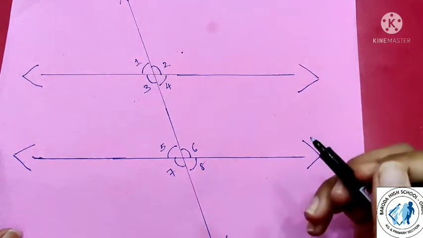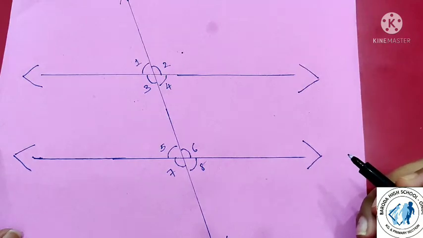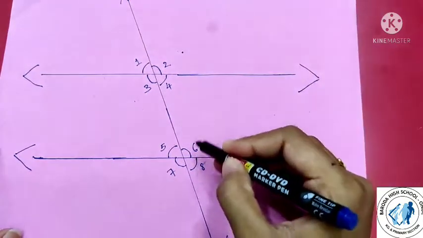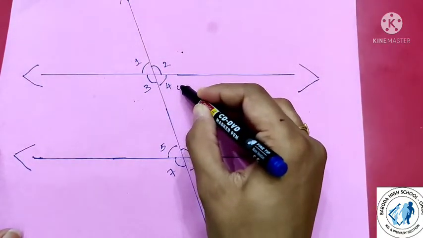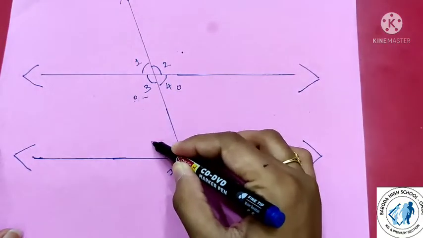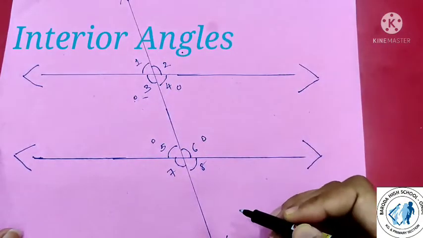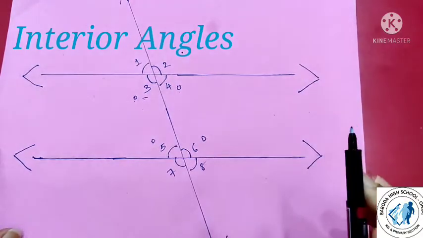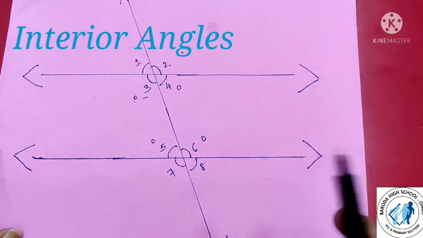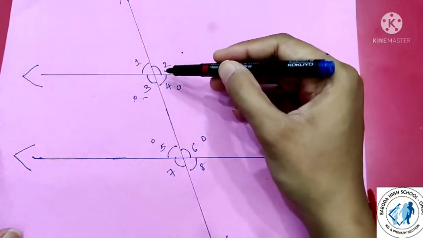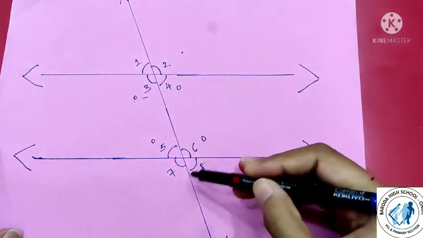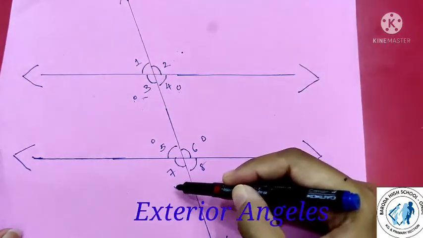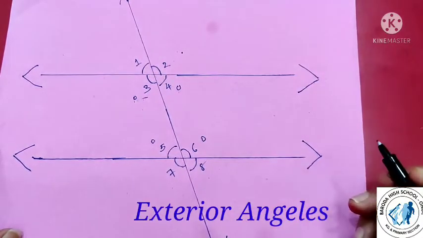Now there are some interior angles which lie inside the lines, meaning between these two lines. Those angles which form inside are called interior pair of angles. So your interior angles are angles 3, 4, 5 and 6, correct? Then we have exterior angles, which means outside the lines, which lie above the lines. So 1, 2, 7 and 8 are our exterior angles.